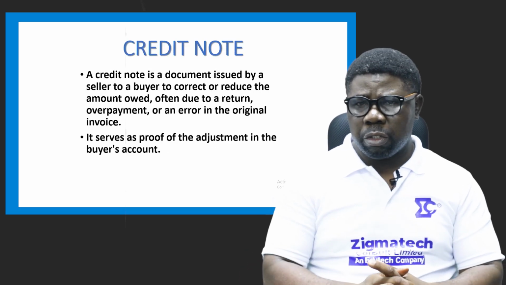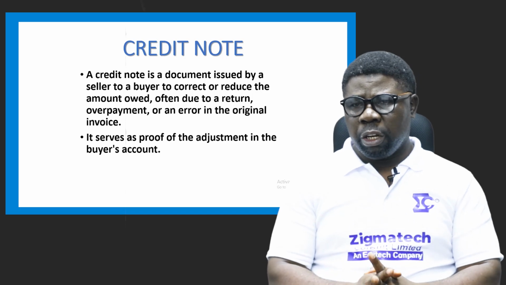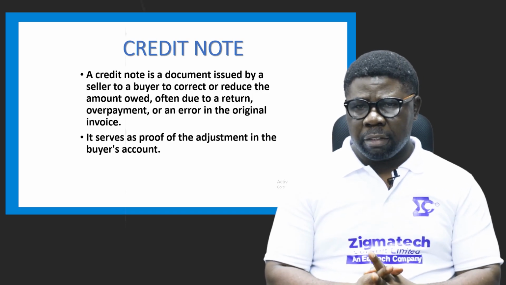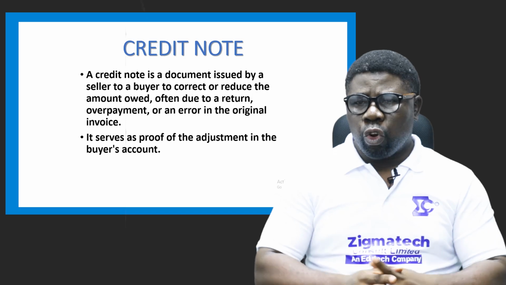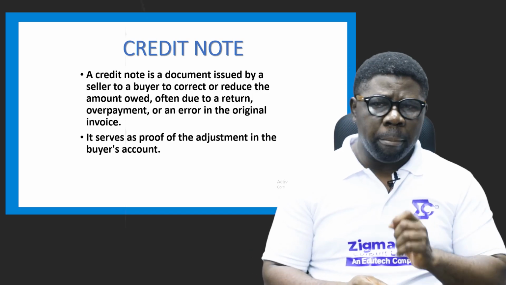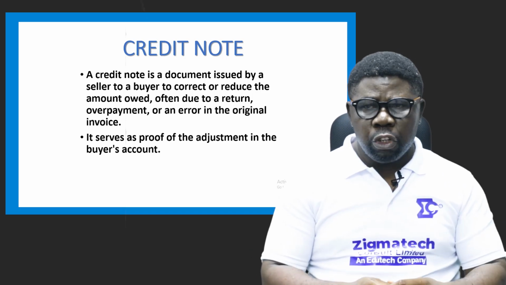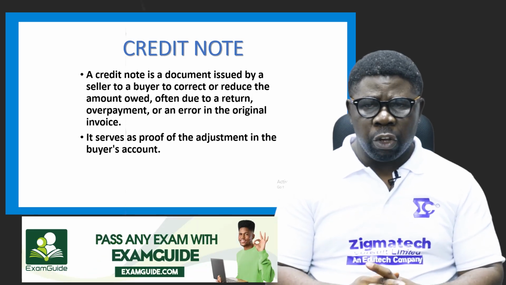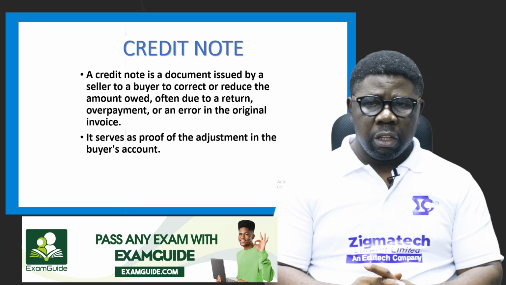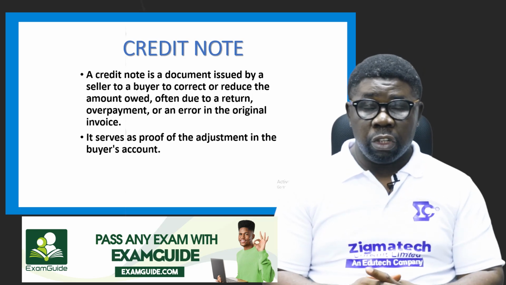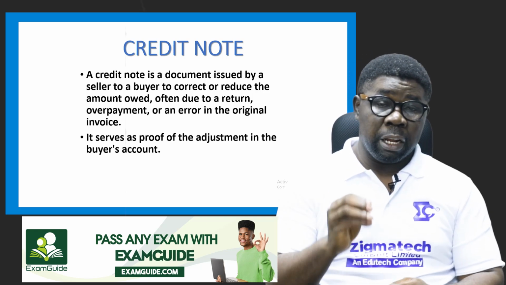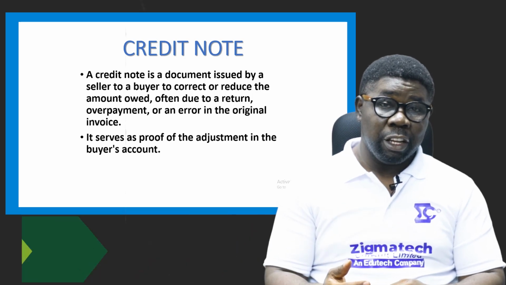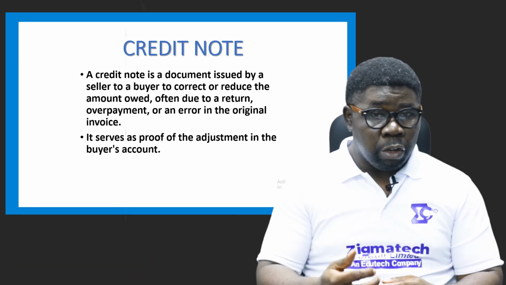We have credit note. A credit note is a document issued by a seller to a buyer to correct or reduce the amount owed, often due to a return, overpayment, or an error in the original invoice. Now, see, a credit note is a kind of document that tells the buyer that we are owing you, all right? Your money is with us as sellers.